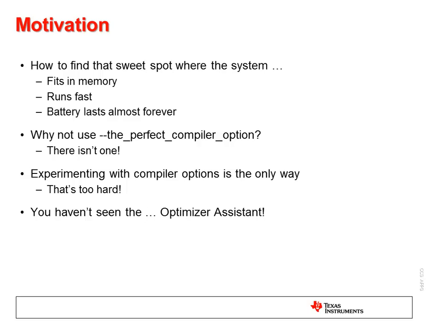That's right. The best way to actually get to that sweet spot in real life is to experiment with the compiler options that you do have. You know, pick different options, pick different settings for those options, things like that. The common response to that is to say, well, that's kind of hard. That's error prone, things like this. Well, hold on a second. You haven't seen the Optimizer Assistant.